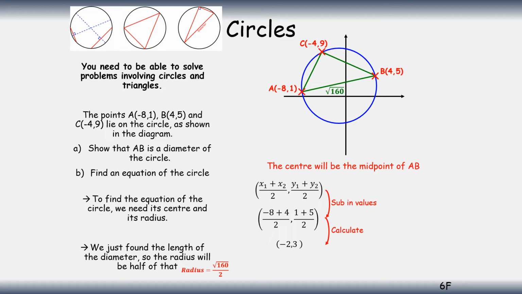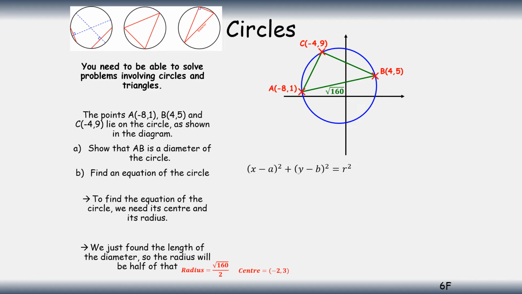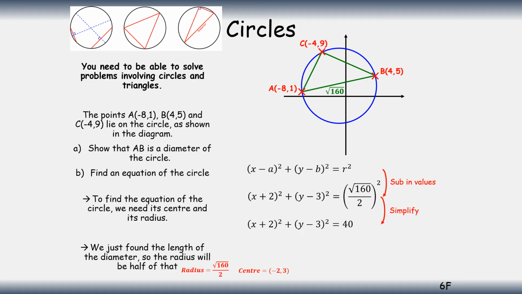And since we already know the length of the diameter, we simply halve it to get the radius. So root 160 divided by 2 is our radius. Now we've got everything we need for the equation of the circle. We've got the midpoint and we've got the radius. So that means the equation of the circle, again, if we recall from the previous lesson, this is the formula for the equation of a circle. If we substitute in the a and b and r values and tidy up, here we have it. This is the equation of the circle.